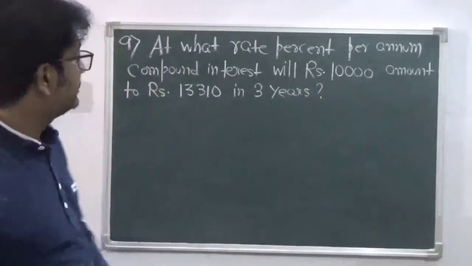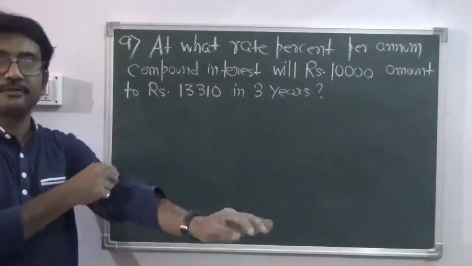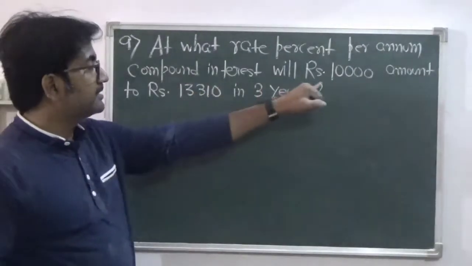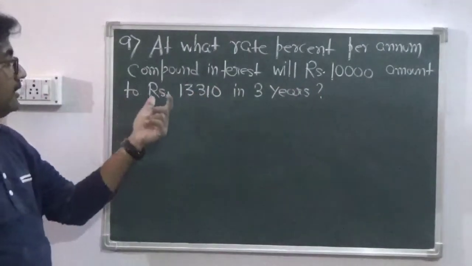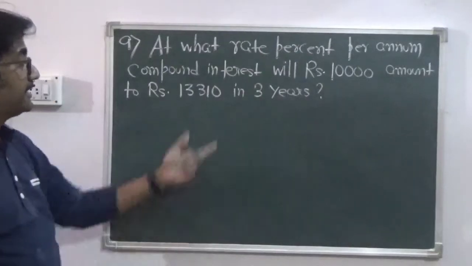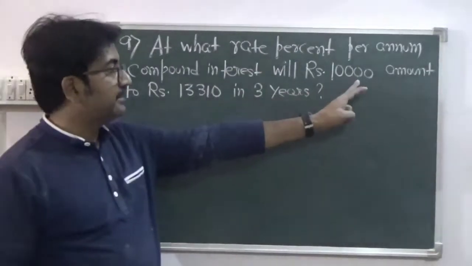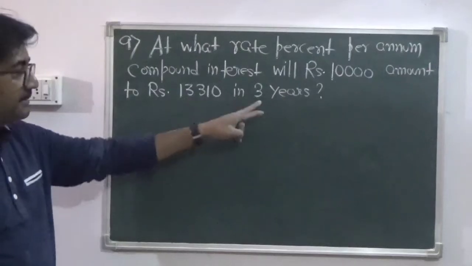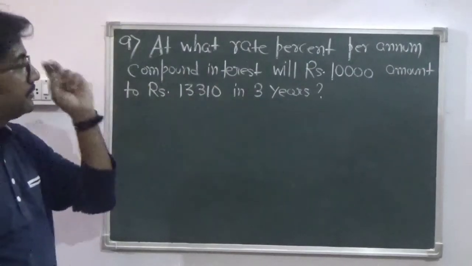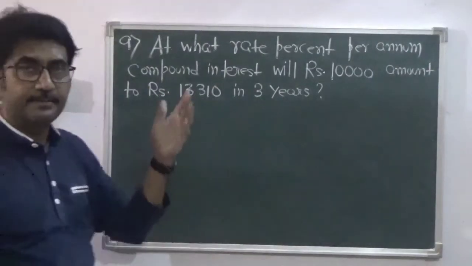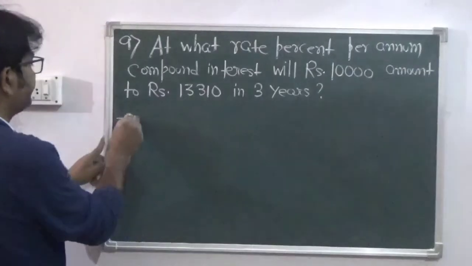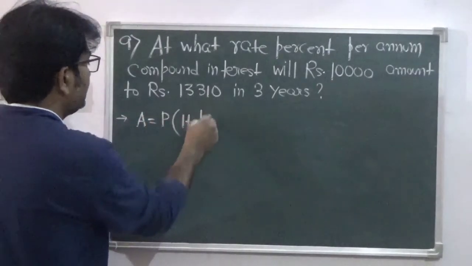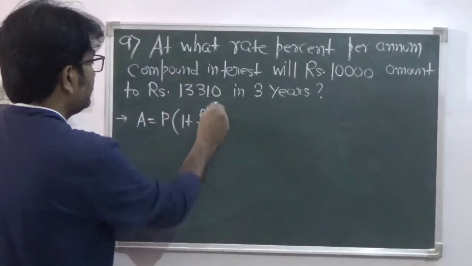So the question is, at what rate percent? Here the unknown quantity is the rate this time. Per annum compound interest will rupees 10,000 amount to rupees 13310 in 3 years. So the principal is given, 10,000, amount is given as 13310, time is given as 3 years. So you need to find the value of the rate percent. Let us write the formula. A equals P into 1 plus R by 100 to the power n.